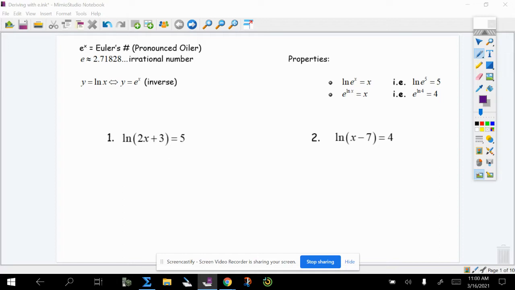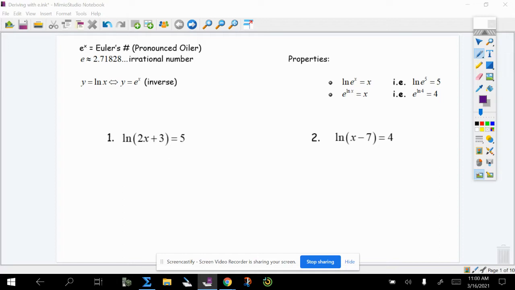So I'm going to do multiple videos on today's lesson, looking at the basics of e, how we derive e, and some examples with that. And then the next day's videos, we'll look at integration. So first, just a quick recap of what you should know about e from an Algebra 2 standpoint.